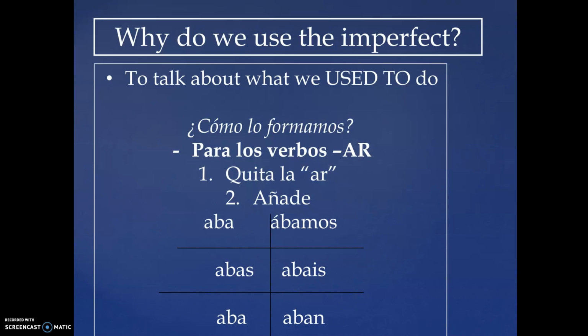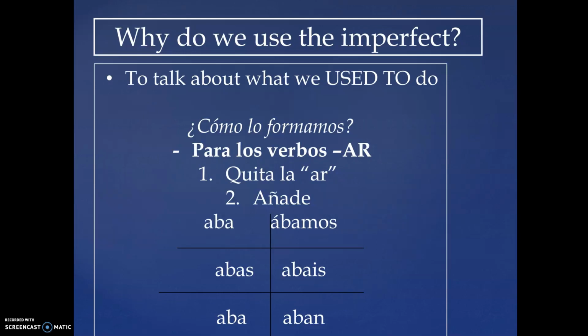It's formed initially the way we form most verbs. Quitas la AR, you get rid of the AR. Y añades las terminaciones, you add the appropriate endings. The endings for the imperfecto for verbos AR are aba, abas, aba, ábamos, abais, and aban.